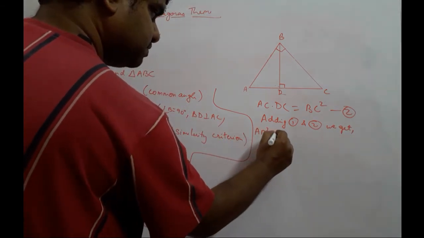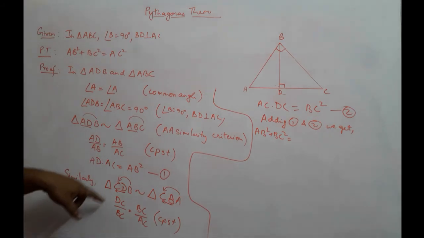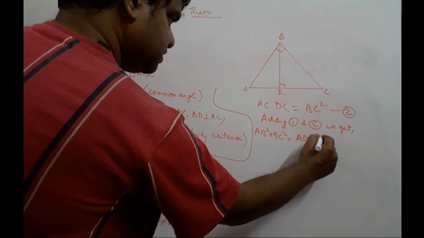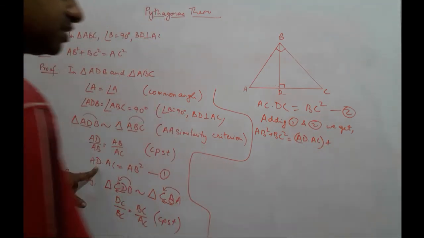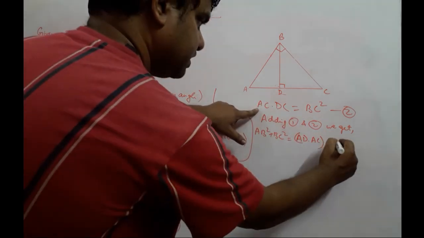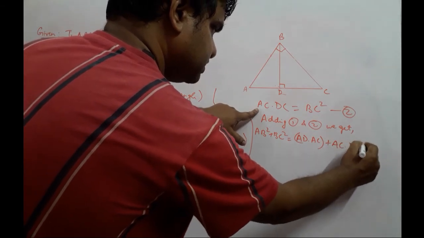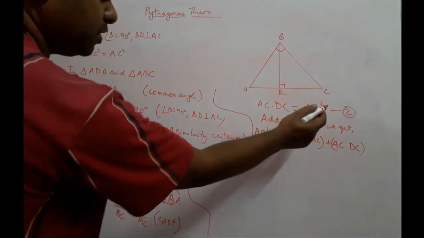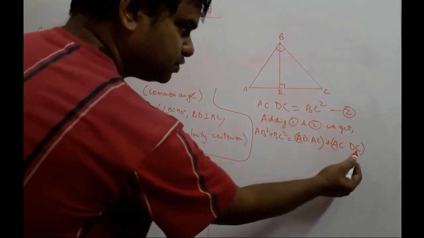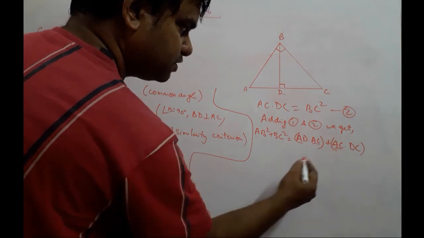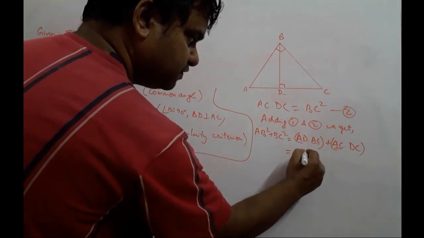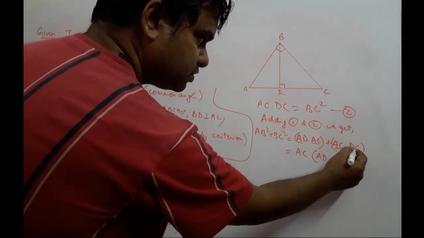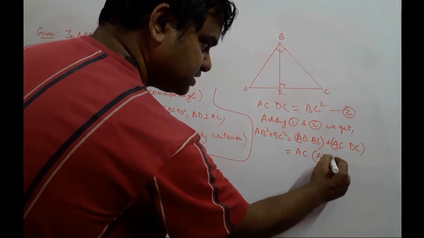AB square plus BC square equal to, AB square is equal to what? AD into AC, plus, what is BC square? AC into DC. Correct? This we get by adding 1 and 2. Now what is common between the two? AC, right? AC is common between the two. So we'll take it out. If we take out AC from here, what remains is AD. And if we take out AC from here, what remains is DC with a plus sign.